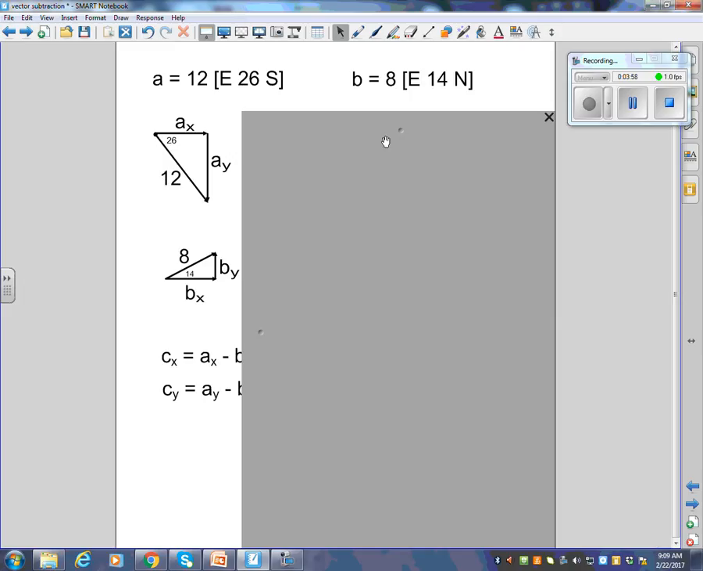And B is east and north, 14 degrees, 8 is our unit. We don't even know what the unit is. Doesn't matter. And we've got our X and our Y here.